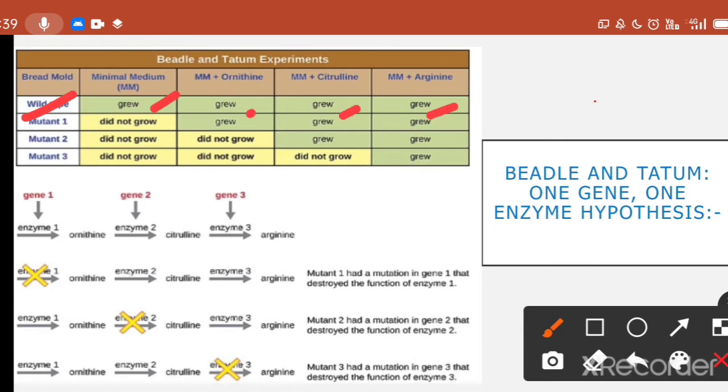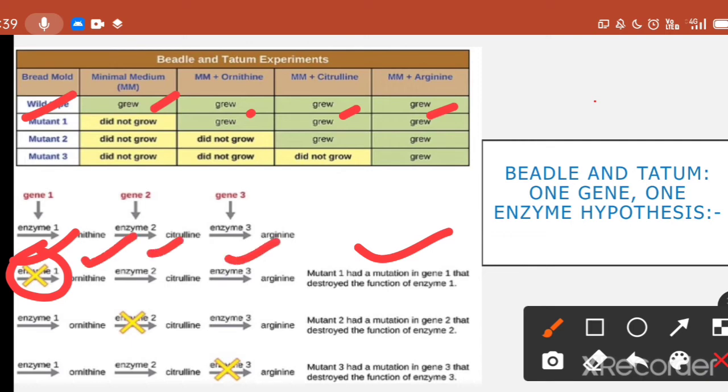It means that mutant 1 has the mutation in enzyme 1, which converts the precursor to ornithine, because this step is missing. It couldn't grow in the minimal medium but it grows when ornithine is present, because enzyme 2 is functional and enzyme 3 is functional, so it can convert ornithine to citrulline and citrulline to arginine and complete its metabolic pathway.